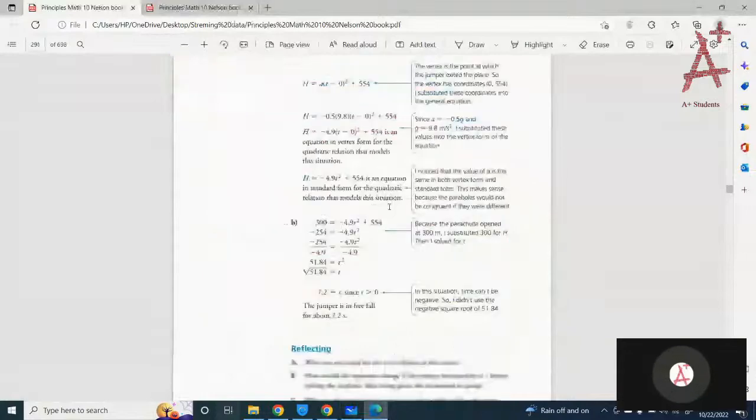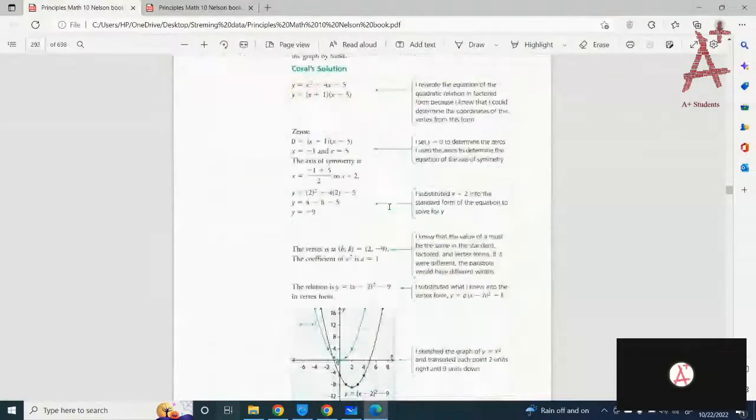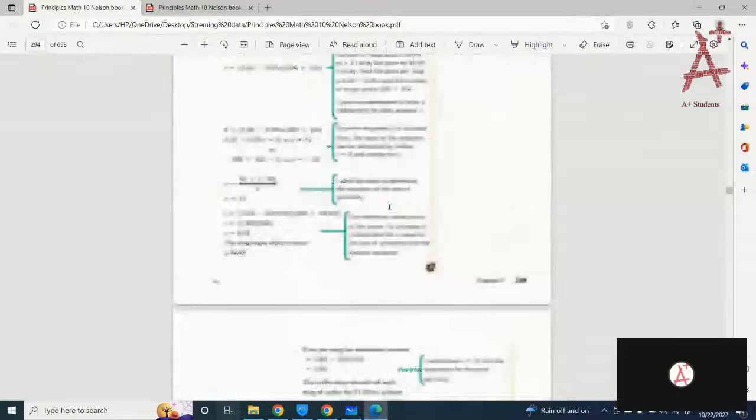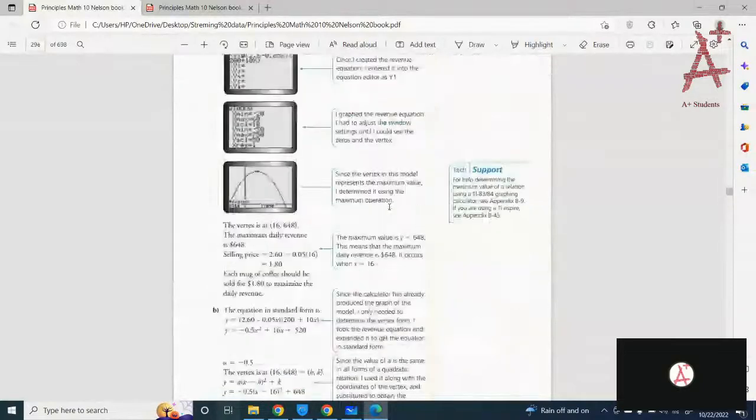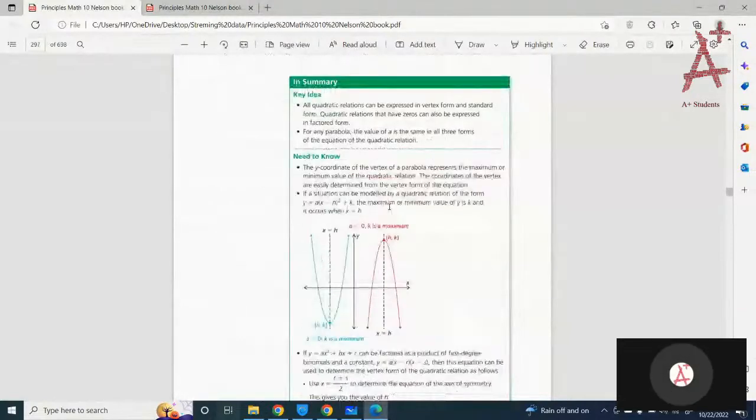Okay, let's go to the summary of the topic. Here is the summary of the lesson. All quadratics can be expressed in vertex form and standard form. Quadratic relations that have zeros can also be expressed in factored form. That means whenever you are working on quadratic relations, you can write the equation in vertex form and standard form also. Got it? For any parabola, the value of a is the same in all three forms of the equations of the quadratic relation.